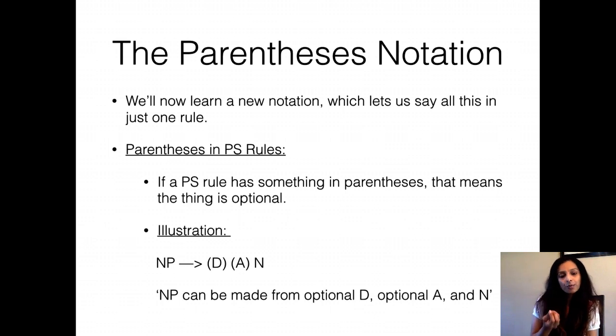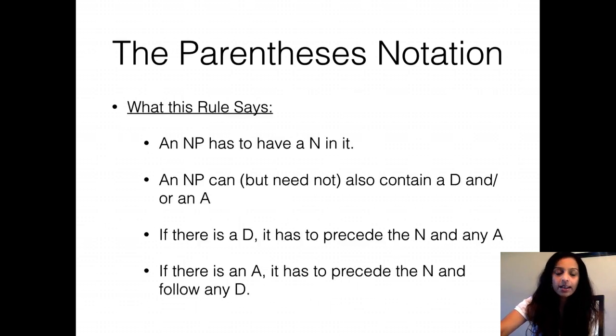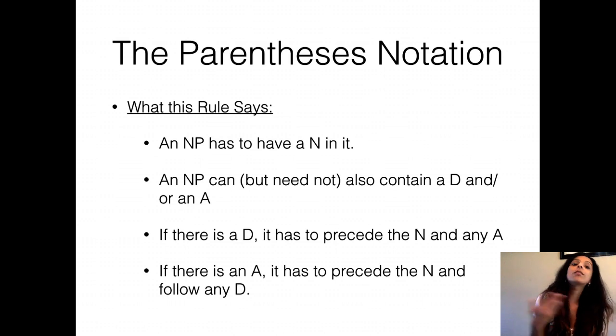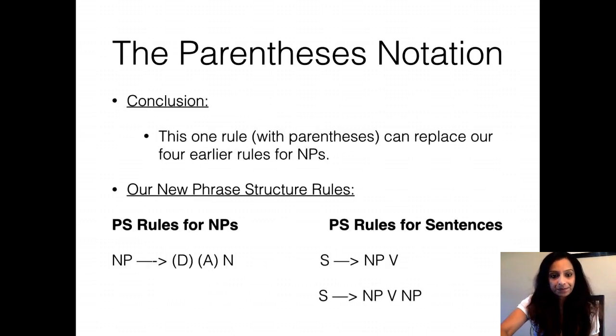obligatory noun. And so therefore, by introducing the parenthetical notation, what we can do is put D and A in parentheses, and therefore you get the rule NP goes to an optional D, an optional A, and an obligatory N. And I've told you what this rule says. This rule says that an NP has to have an N in it, that's obligatory. An NP can but need not also contain a D or an A. If there is a D, it has to precede the N, and if there is an A, it has to precede the N and follow any D, right?